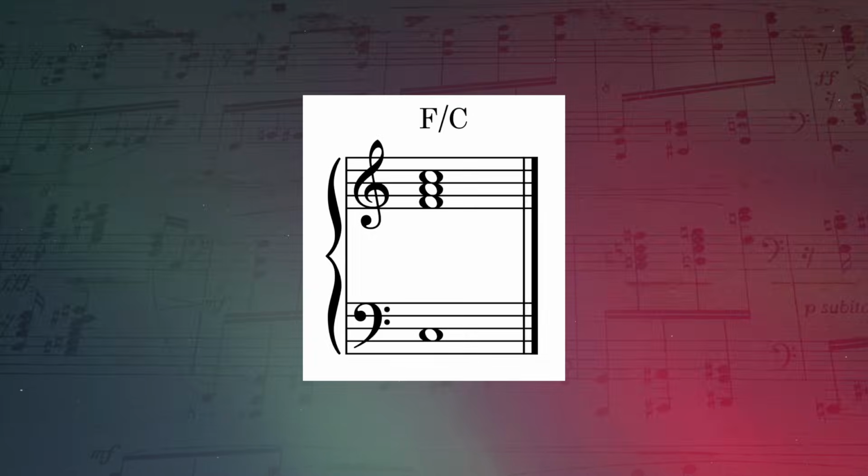Before we get to the next part, let's move on to second inversions. A second inversion chord is when you have the chord's fifth in the bass. For example, F major in second inversion would be F with C in the bass, or F over C. The weird thing about second inversion chords is that they're kind of ambiguous and unstable.